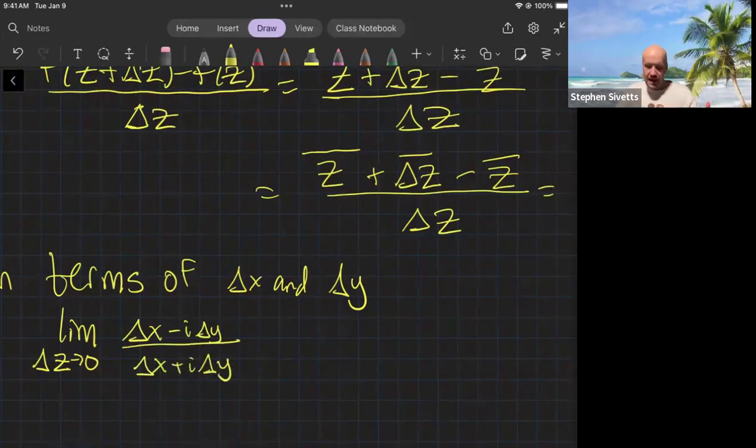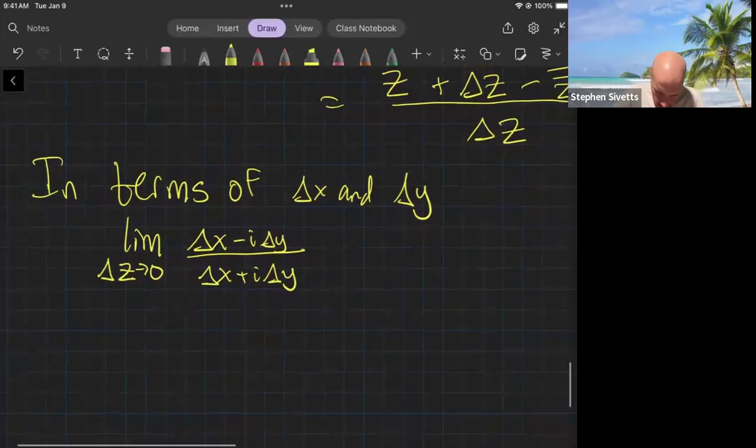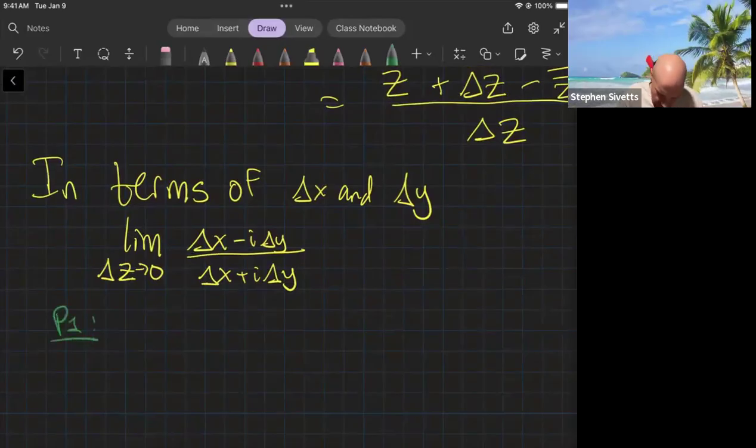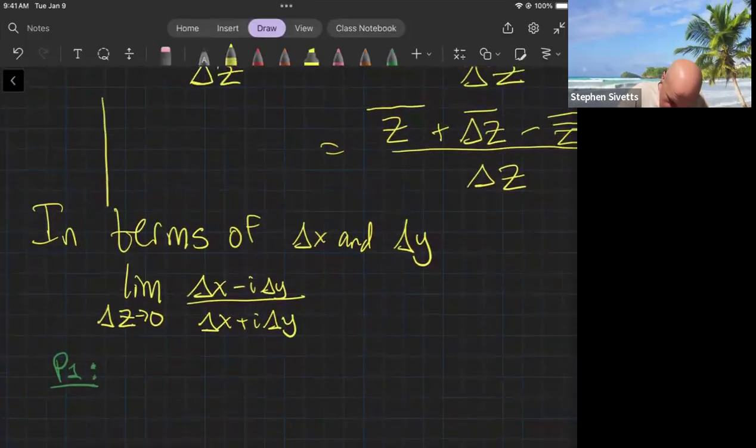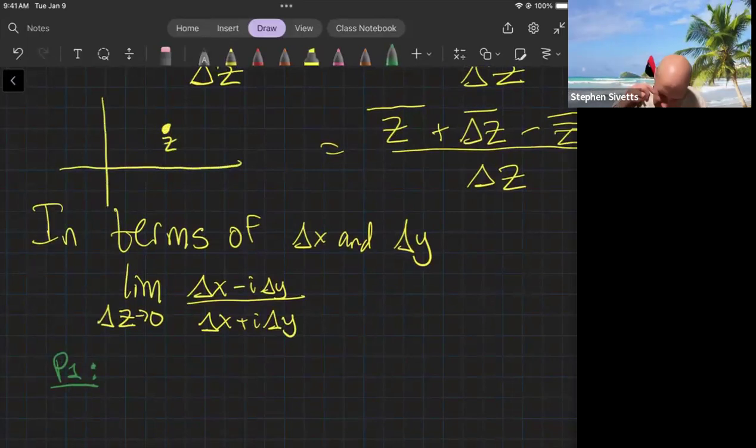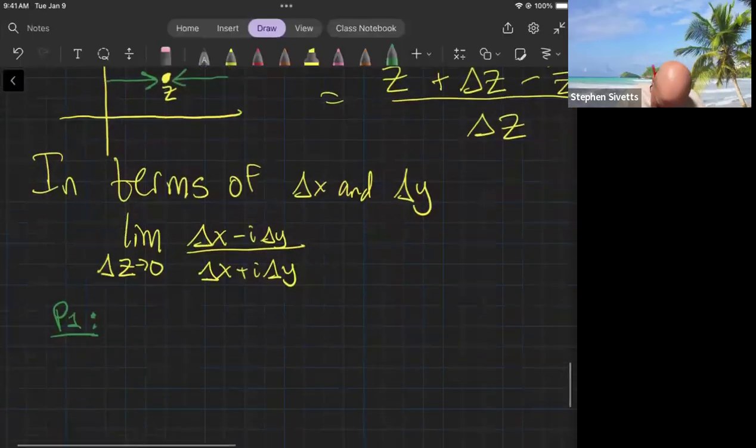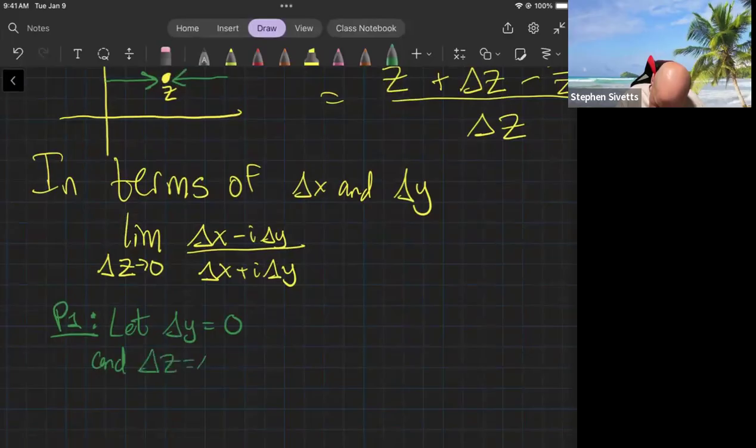Okay, so we just reduced it down to that. So next, all we have to do is choose our two paths to look at. If I choose any random point Z on the complex plane, one path could be if I approach Z along the horizontal. What that would constitute is let delta y equal 0 and delta z equal delta x.